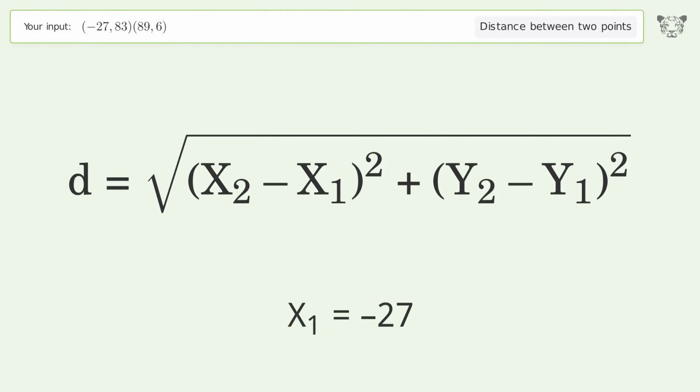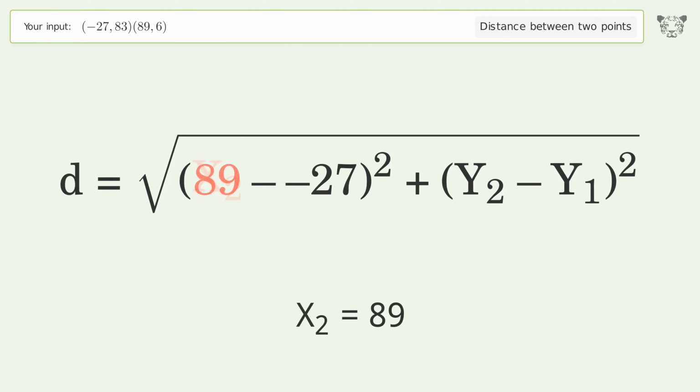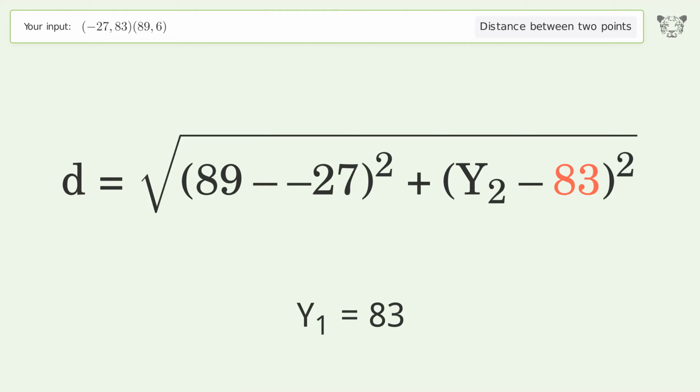x1 equals -27. x2 equals 89. y1 equals 83. y2 equals 6.